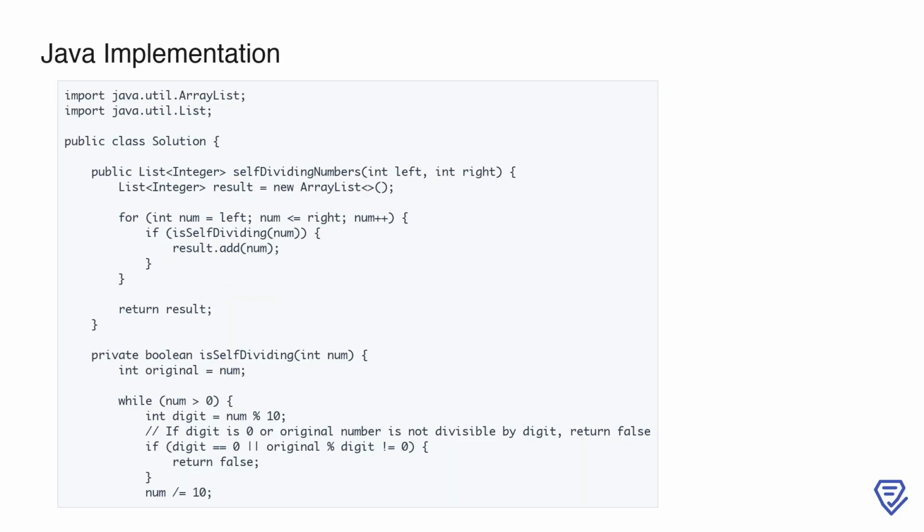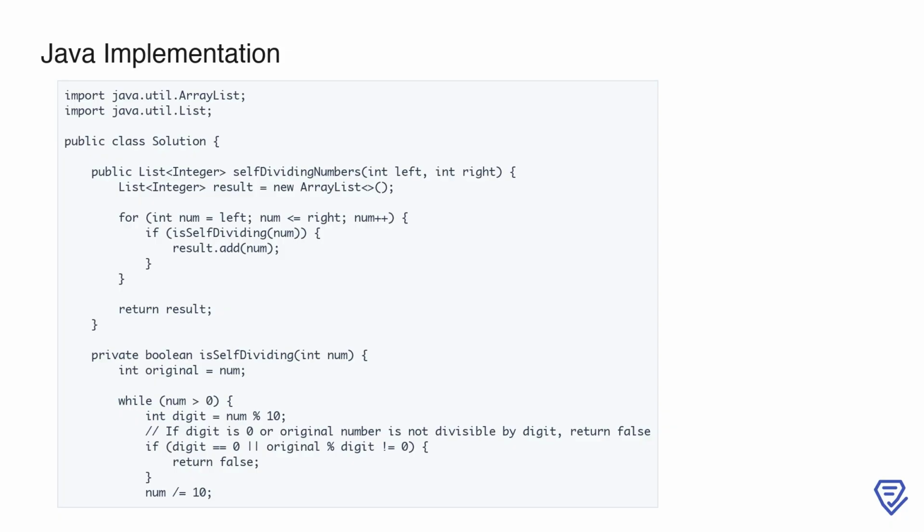Here, we begin by importing the necessary libraries and defining our solution class. The main method of interest is selfDividingNumbers, which takes two parameters, left and right, representing the inclusive range within which we want to find self-dividing numbers. We initialize an ArrayList called result to store these numbers. Then, we use a for loop to iterate through each number in the range. For each number, we call the helper method isSelfDividing. If this method returns true, we add the number to our result list.